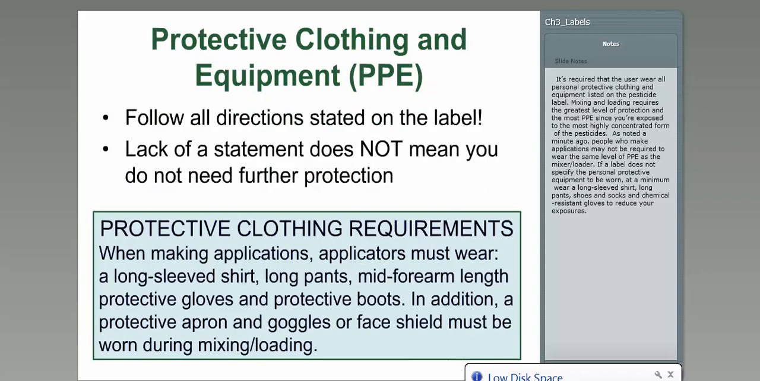It's required that the user wear all personal protective clothing and equipment listed on the pesticide label. Mixing and loading requires the greatest level of protection and the most PPE since you're exposed to the most highly concentrated form of the pesticides. As noted a minute ago, people who make applications may not be required to wear the same level of PPE as the mixer loader. If a label does not specify the personal protective equipment to be worn, at a minimum, wear a long-sleeve shirt, long pants, shoes and socks, and chemical-resistant gloves to reduce your exposures.